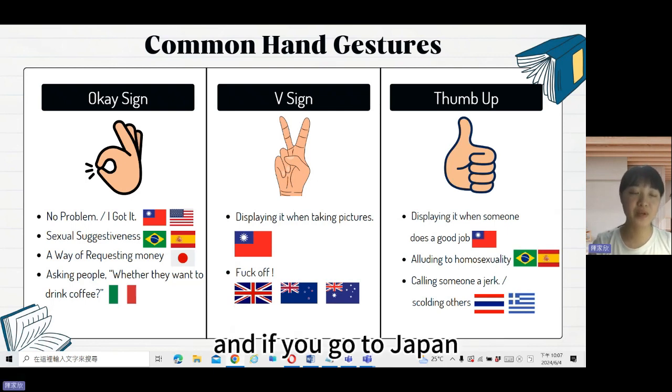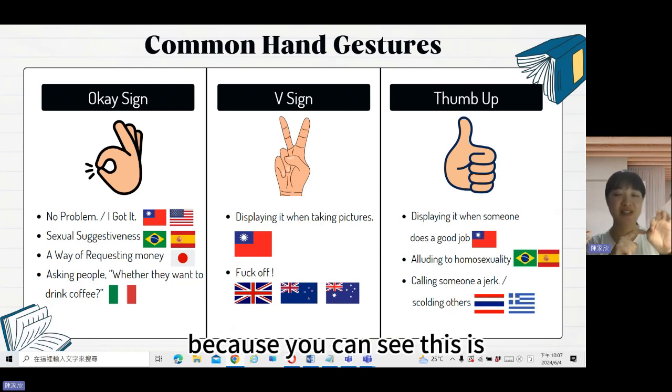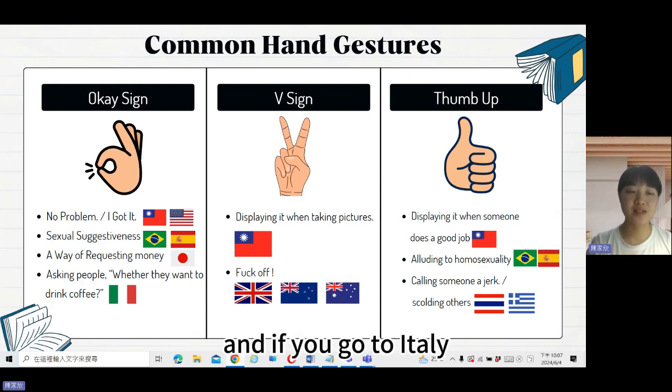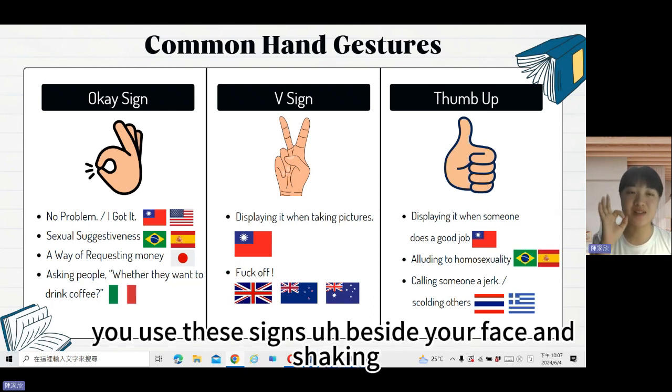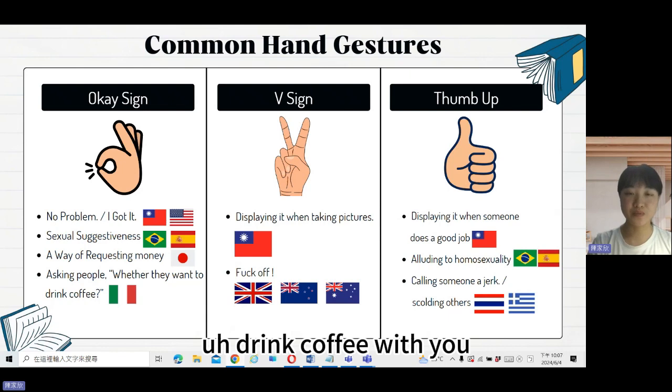And if you go to Japan, this can be a way of requesting money because you can see this is the shape like coins. And if you go to Italy, you use these signs beside your face, and shaking will be the meaning that you ask people whether they want to go to drink coffee with you.